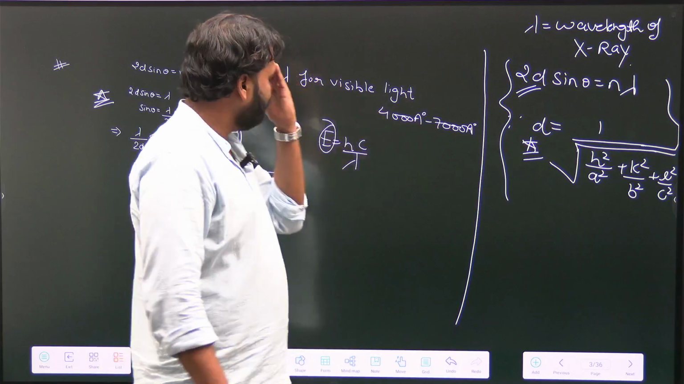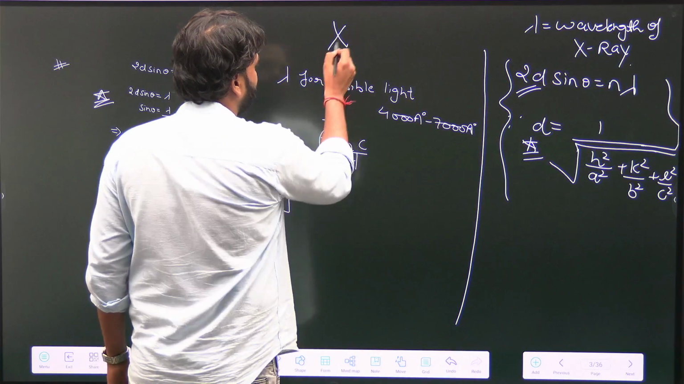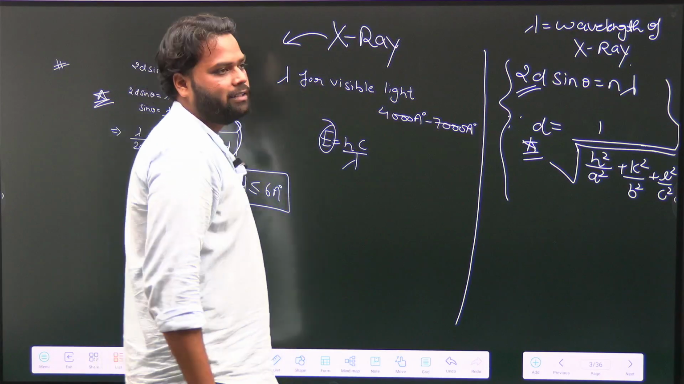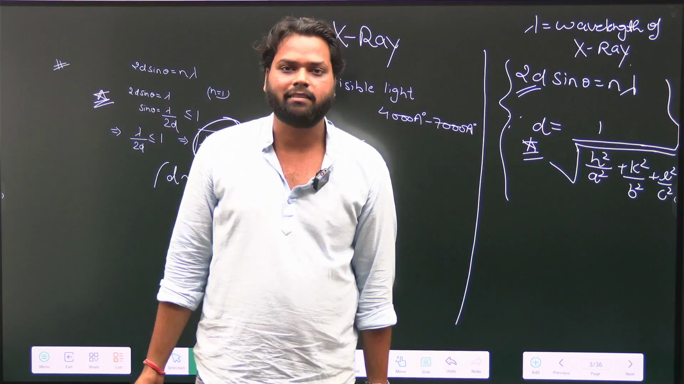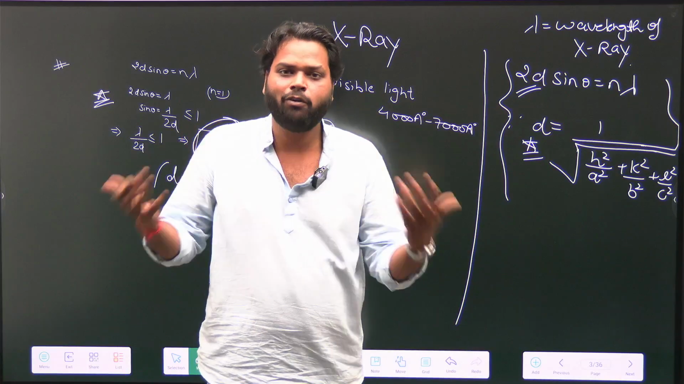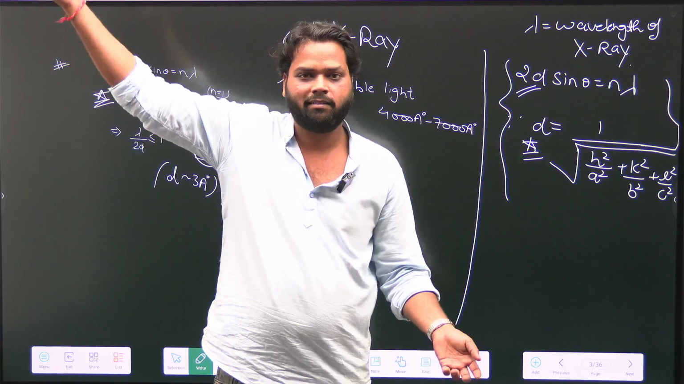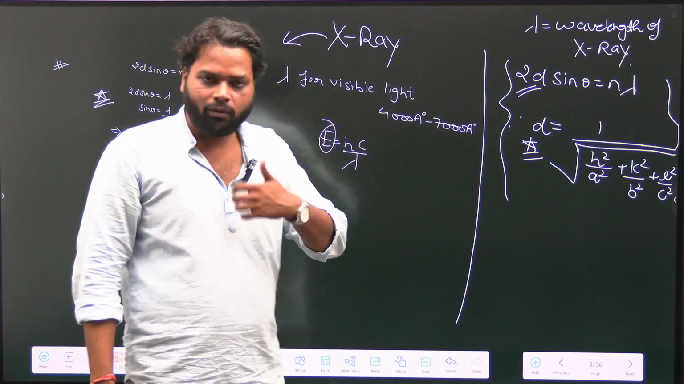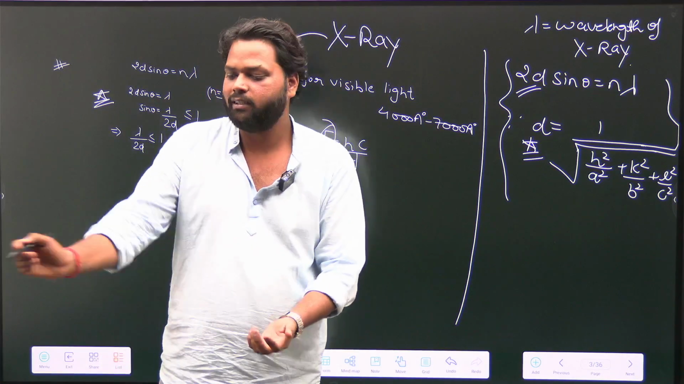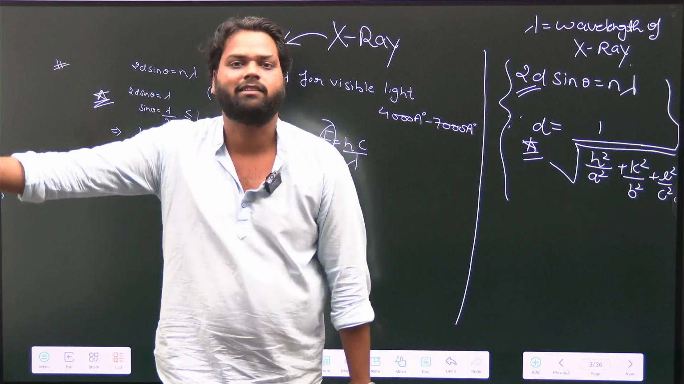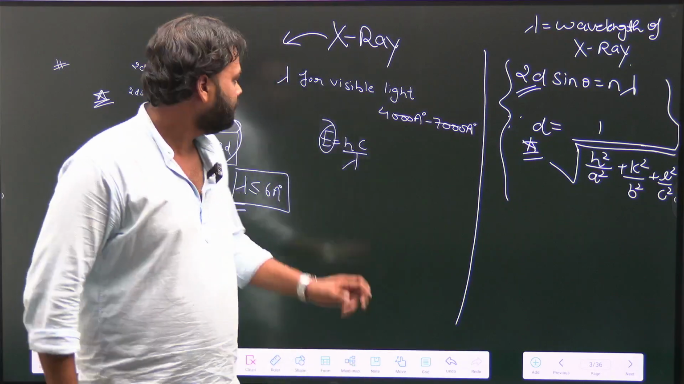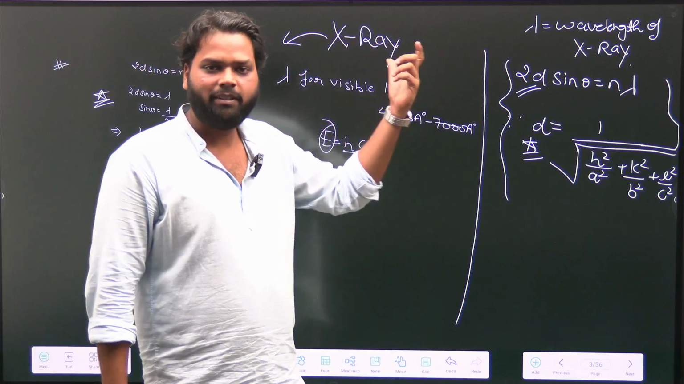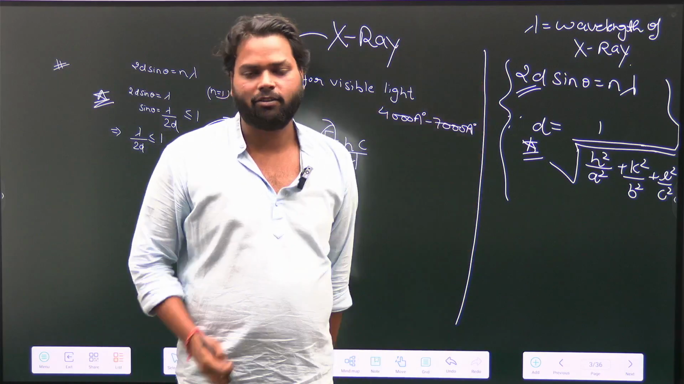If anyone doesn't know, I want to tell you, where did this X in X-ray come from? This X came from our mathematics: when we do not know something, we just name it X. Seriously, this came from that. When we don't know something, we just take it as x. Let's suppose this distance is x. In a similar way, the name of this ray has been taken as x. That's called X-ray. Clear?